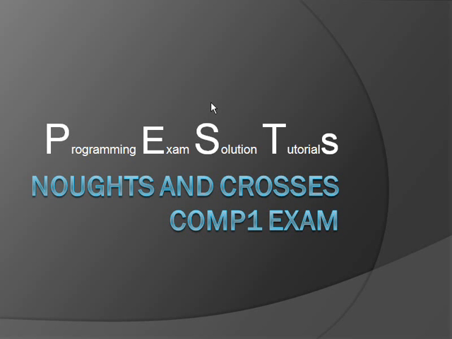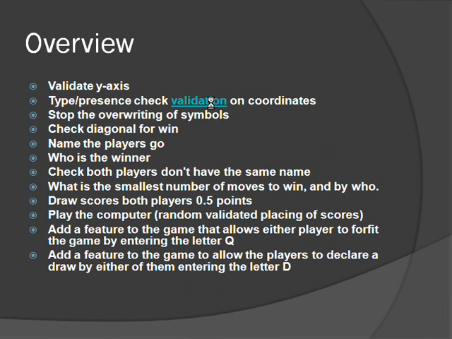Welcome to the first of the Programming Exam Solution Tutorials, or PESTs, for the Noughts and Crosses Comp 1 exam that you'll be doing on the 24th of May. In order to prepare for this, we obviously looked at the preparation code and the preliminary material, and there are a number of possibilities that we thought could come up in the exam. The idea of these PESTs is to go through them and for me to show you some of the solutions that are possible, and just so you've got a sort of video record of what I should do.